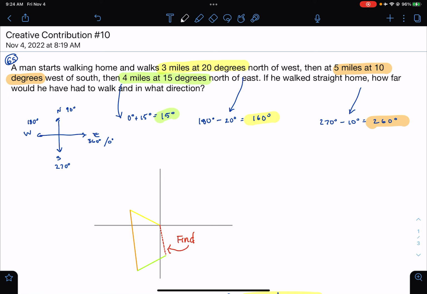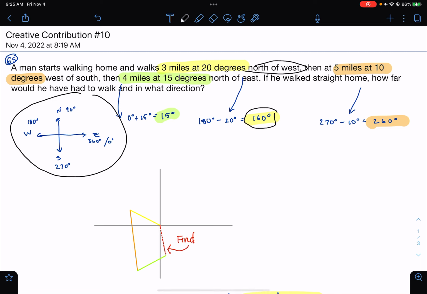As you can see, I color coordinated, and you can see, for example, the 3 miles at 20 degrees north of west. So we know that, looking in this left corner here, west is 180 degrees. So 20 degrees north would be minus 20 degrees, which gives us 160 degrees as a general direction.